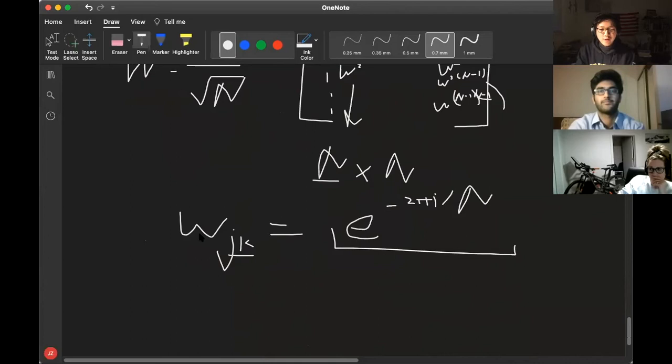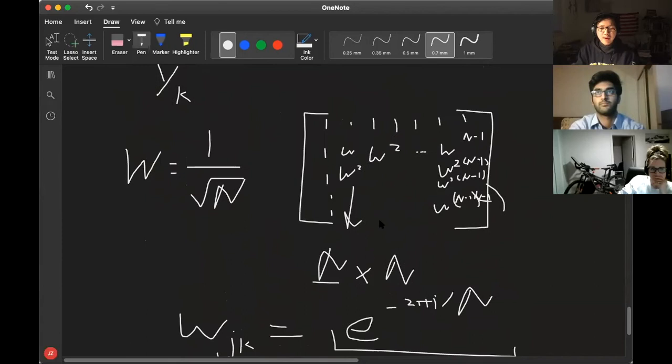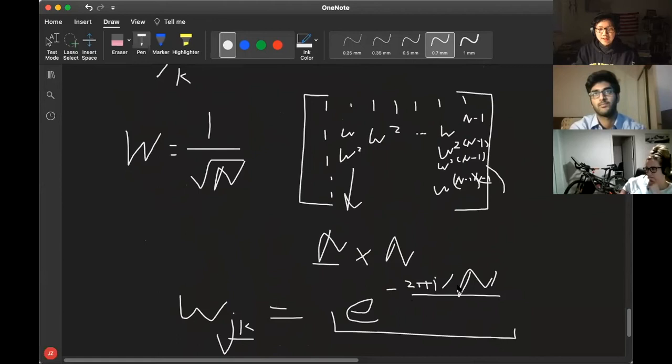So this is how you would build your Vandermonde matrix. And you notice that in the exponential here, this n should be your number of elements. And if I were to, you can do a sanity check here.